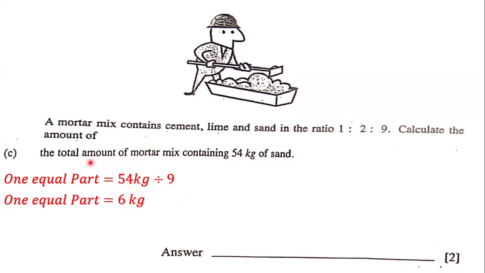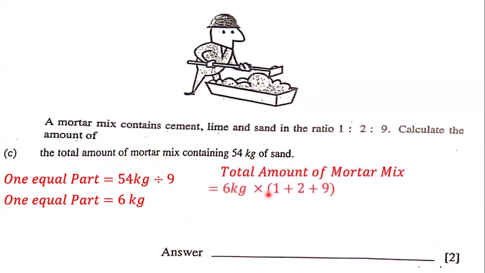But we want to figure out the total amount of the mortar mix. And so that's going to be cement, lime, and sand. And so we have to take our 1 equal part and multiply it by the sum of our equal parts, which is going to be 12. So 6 kilograms multiplied by 12 is going to be 72. So that means that the total amount of the mortar mix is going to be 72 kilograms. And 72 kilograms is our answer for this question.